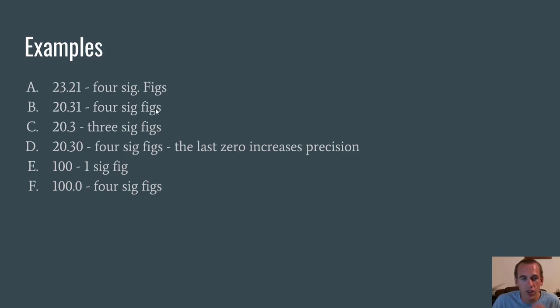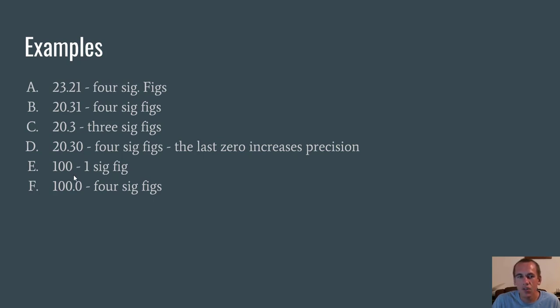20.31 also has 4 significant digits. Every single one of those is a value. 20.3, 3 significant figures. 20.30, 4 significant digits. This 0 at the end does increase the precision. However, 100 does not have 3 significant digits because these zeros could be placeholders. I could write this as 1 times 10 to the second, and it would mean exactly the same thing. And I don't know if that's plus or minus 1 or plus or minus 25.